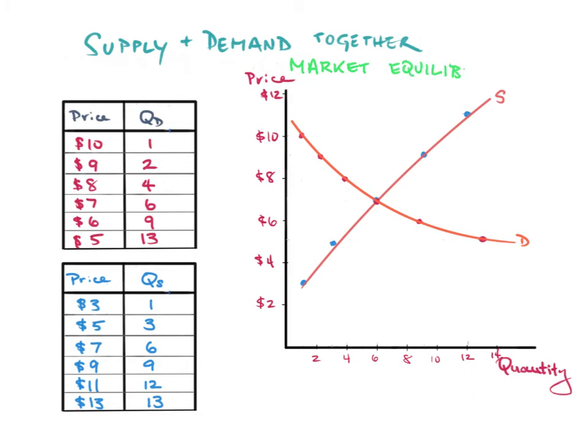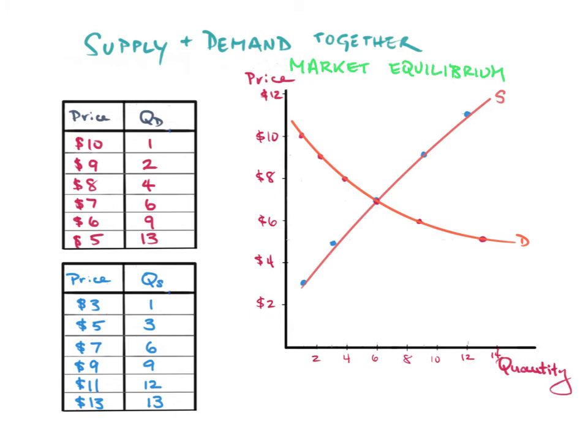Equilibrium. The reason we have the supply and demand model, or an important reason for the supply and demand model, is so that we can predict what will happen to prices and quantities sold in the marketplace, especially as the economic environment changes.